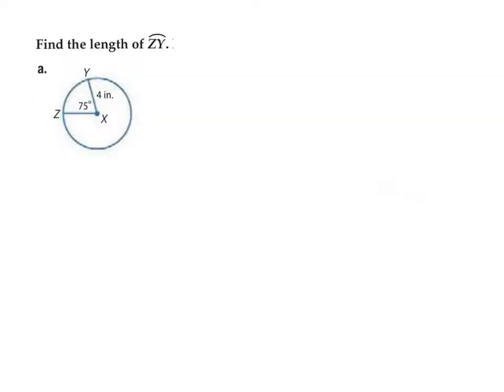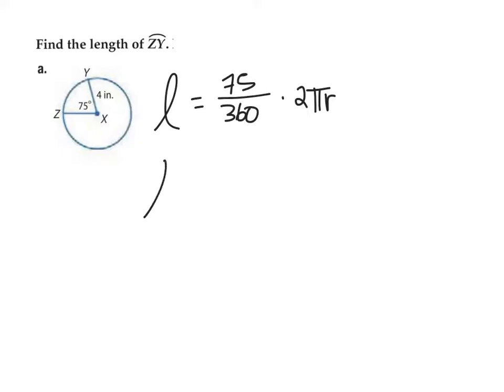All right, and here's the first one. We're going to do this together. We're trying to find the length of arc ZY. In order to do that, the arc length is going to be equal to the angle measure divided by 360 times the circumference of the circle, which is 2 pi r or pi times the diameter. So the arc length is going to equal 0.2 times 2 pi times 4.